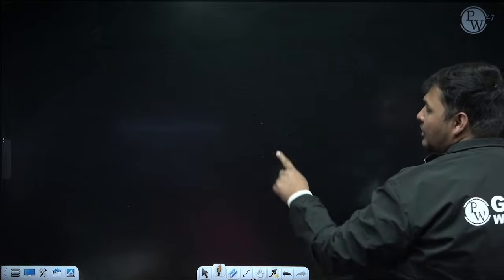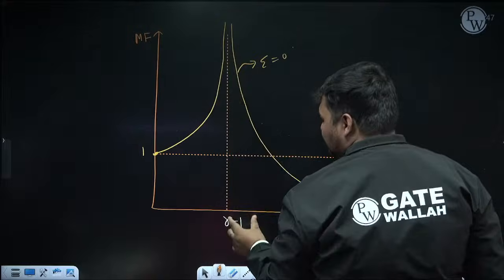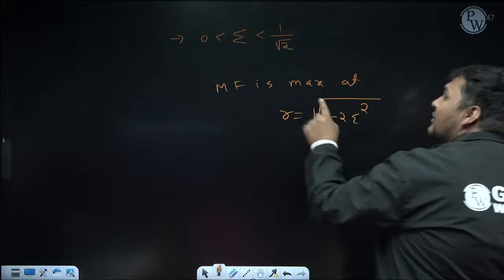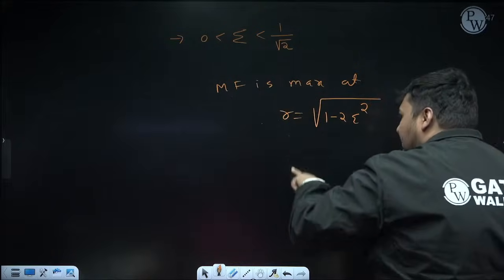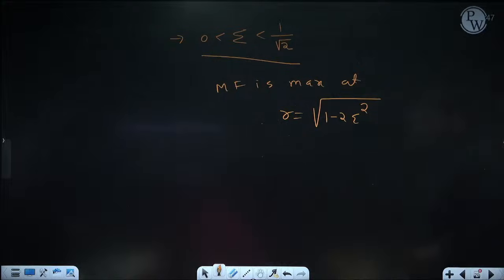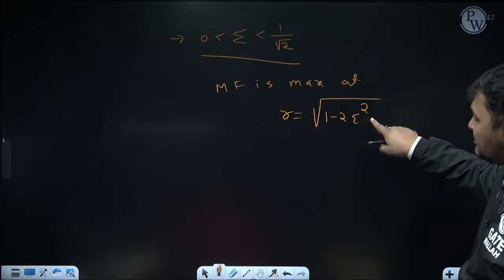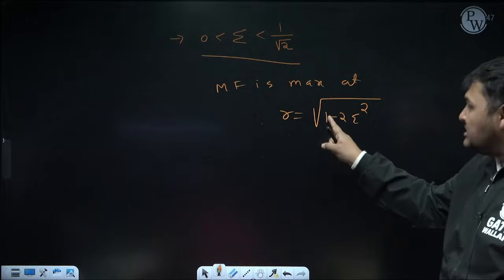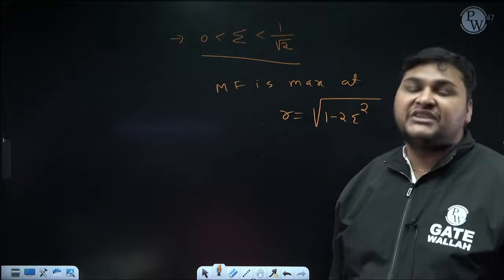And we already know for zeta equal to 0, MF was maximum at R equal to 1. Okay. But why am I saying this equation is valid for this range? Because if you put the value of zeta which is greater than 1 by root 2 inside this square root, you will get an imaginary number.